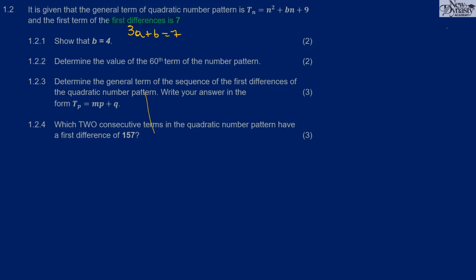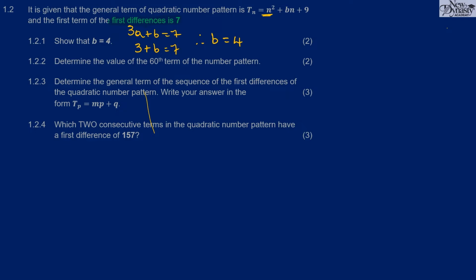Then from the general term that is given here, we can see that the coefficient of a is basically 1. So we substitute our value of a here. We're going to have 3 times 1, which is 3. So you're going to have 3 plus b equals 7. Therefore, by subtracting 3 on both sides, your b is equal to 4. 7 minus 3 is 4. And that's how you answer that question.